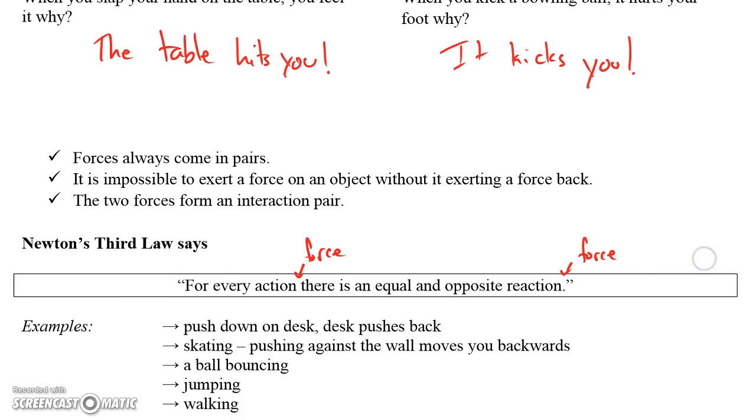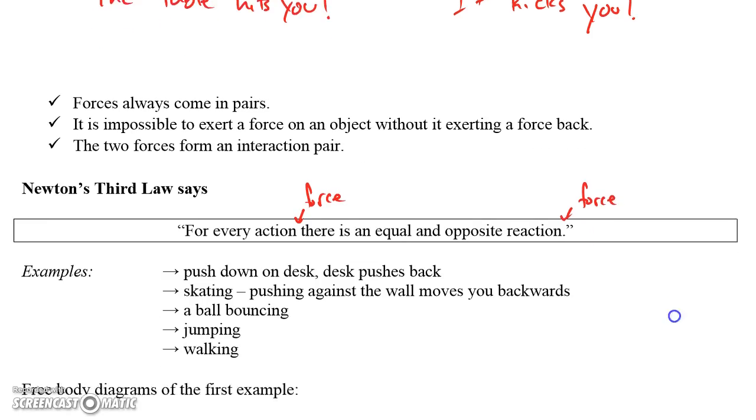So, you push down and the desk pushes back. Skating, you push against the wall, you move backwards. The wall doesn't move, but you do. Even though you pushed on the wall, it didn't move, you did. A ball bouncing, jumping, walking, every single thing is a pair of forces. But the trick is they're not on the same object.